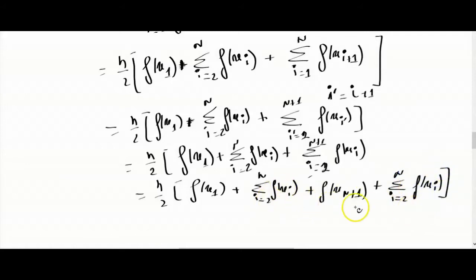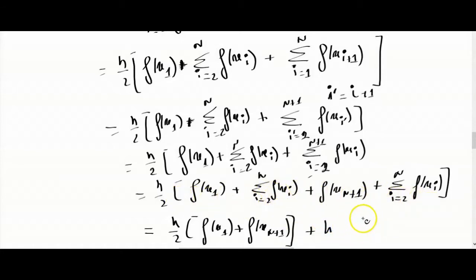So I get 2 times here the f of xi, so I can express h over 2 f of x1 plus f of xn plus 1, plus, because I have 2 times the same sum here, it becomes h multiplied by the sum of f of xi, i equals 2 till n. Okay, so this is the expression for the trapezoid.